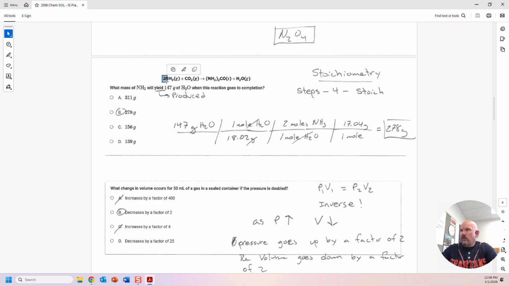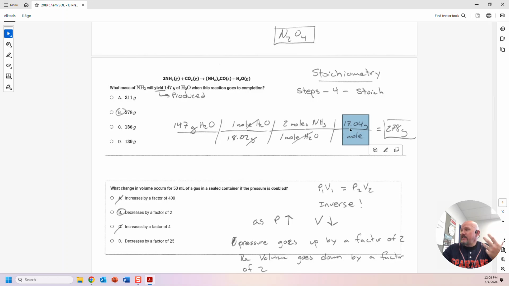The ratio is 2 moles of ammonia, and the coefficient for water is 1. So 2 moles of ammonia for 1 mole of water. Moles of water cancel out, and we're left with moles of ammonia. And then we didn't want moles of ammonia, we wanted grams of ammonia, so I'd have to use my periodic table. If I don't know that nitrogen's 14.01 and hydrogen's 1.01, I'd have to reference my periodic table to remind myself of that, okay?